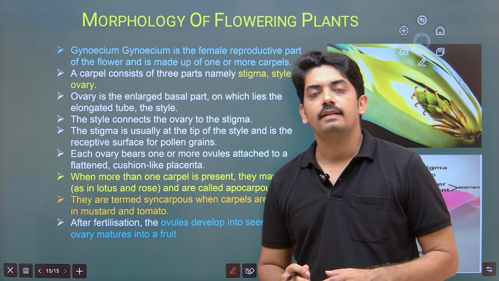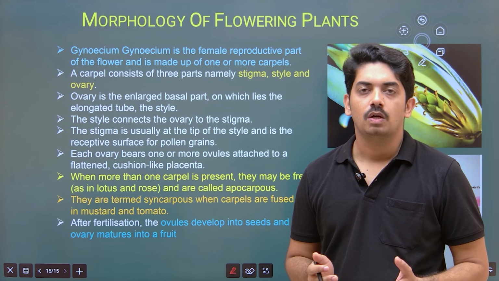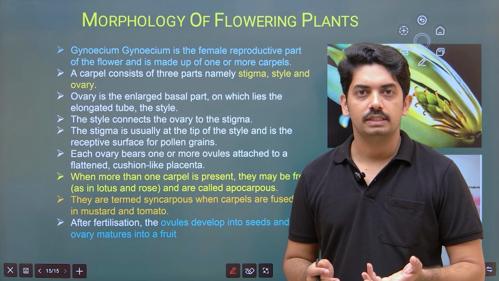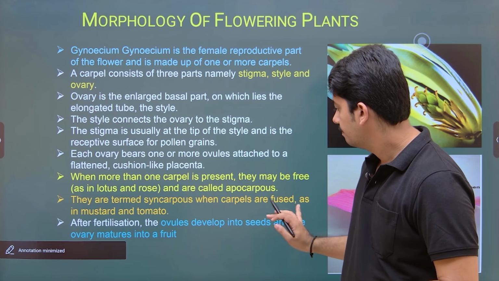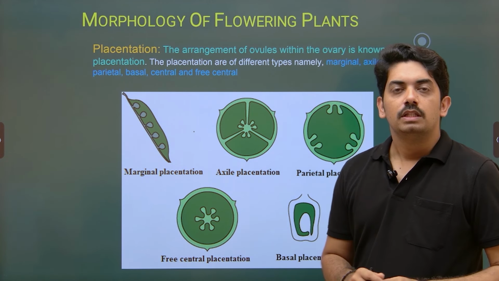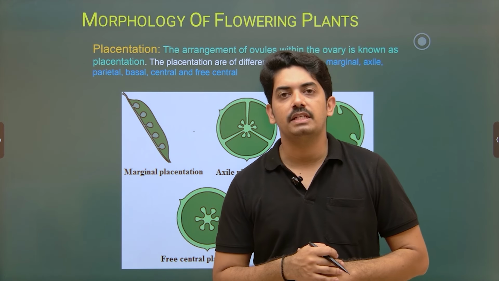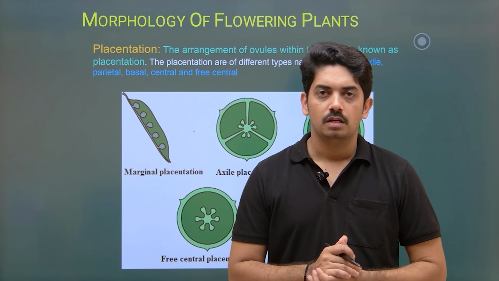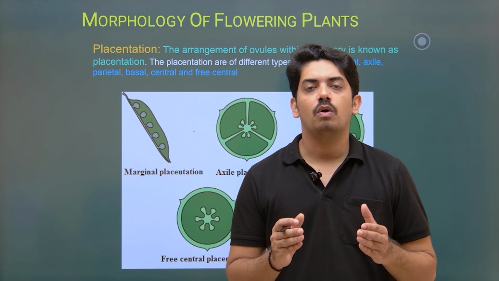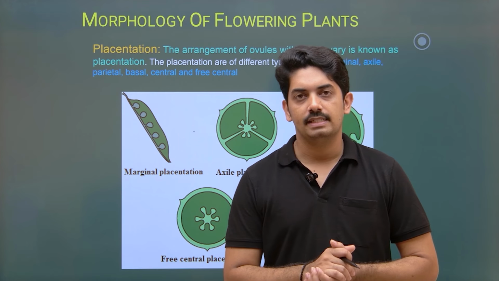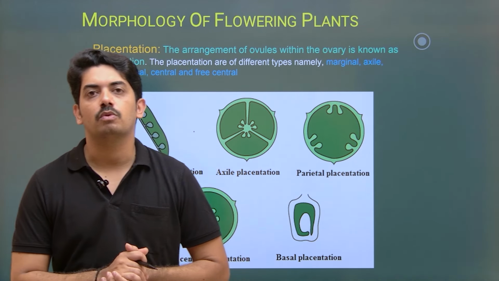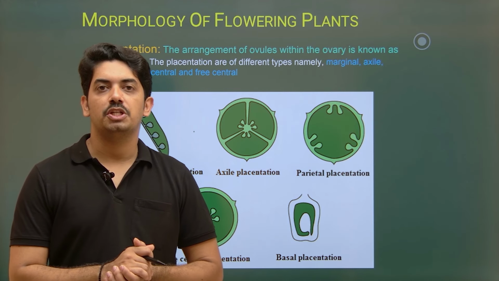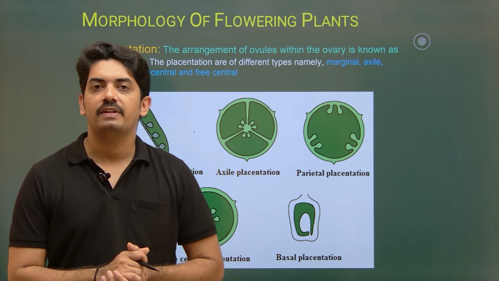You know, when fertilization takes place, the ovary after fertilization develops into fruit, and ovules develop into seeds. Now this is very important. Placentation, one more concept related to the arrangement of ovules inside the ovary. Now what is the definition of placentation? Arrangement of ovules inside the ovary is called placentation. There are different types of placentation. Okay, marginal placentation, axial placentation, parietal placentation, basal placentation, and free central placentation.